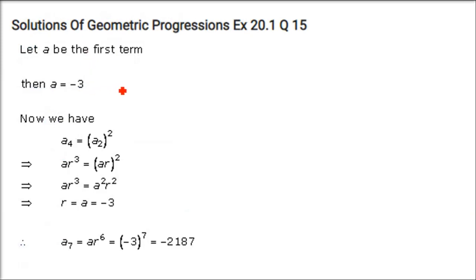The fourth term of a GP is the square of its second term. And the first term is given, that is A is minus 3. So we have to find its seventh term. This is an NCERT question. So A4 is the square of A2. So AR3 is AR square, where AR is the second term.